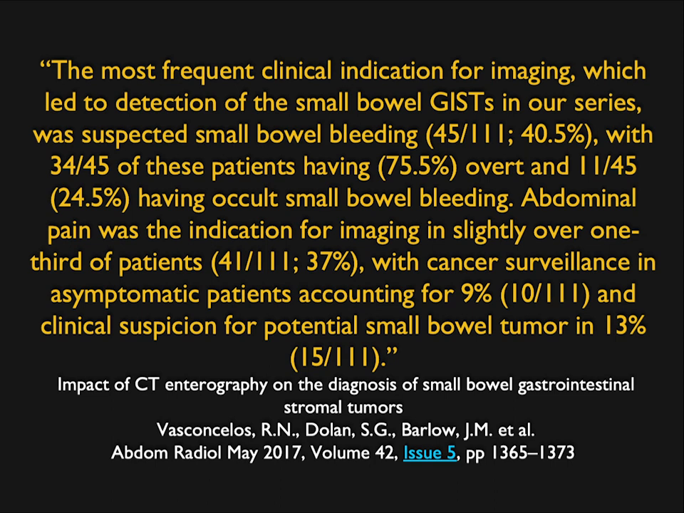The most frequent clinical indication for imaging, which led to detection of small bowel GIST in our series, was small bowel bleeding or suspected bleeding. And that is the case for the smaller tumors. Abdominal pain was the indication for imaging in about 1/3 of patients, with cancer surveillance in asymptomatic patients accounting for about 9%, and clinical suspicions for possible bowel tumor in 13%.